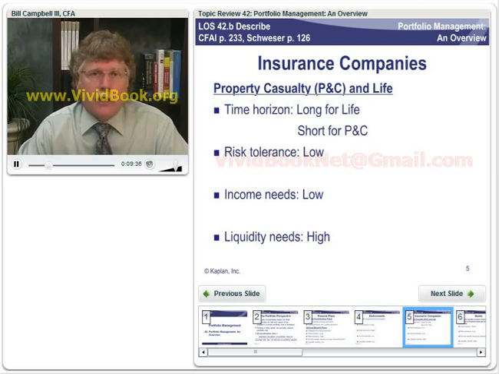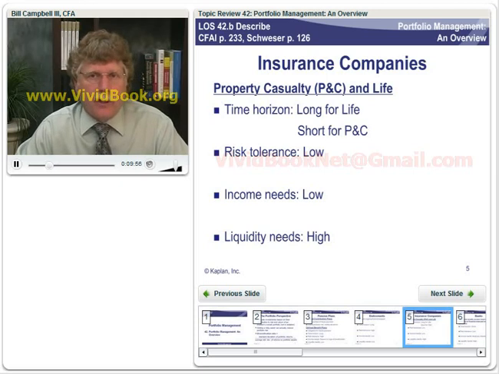Their risk tolerance tends to be very low. Typically you find that insurance companies tend to invest in fixed income securities where they try to match the cash flows of their securities to the anticipated cash flows for the payouts they have to make on their policies.